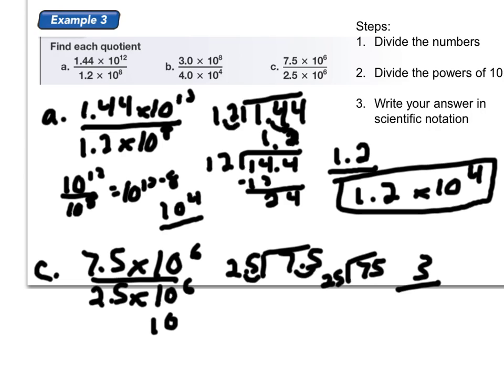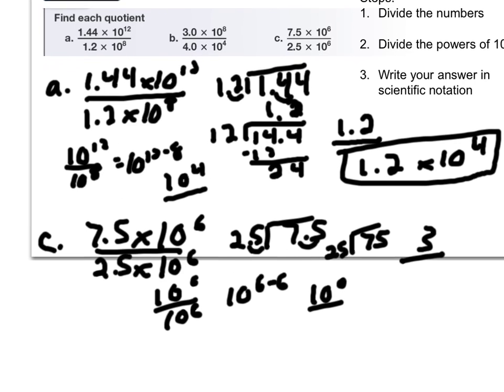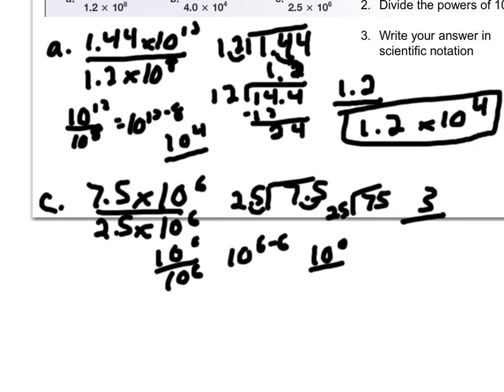Then 10 to the 6th divided by 10 to the 6th, that is 10 to the 6th minus 6th power, which is 10 to the 0. Okay? So we've got 3 times 10 to the 0.